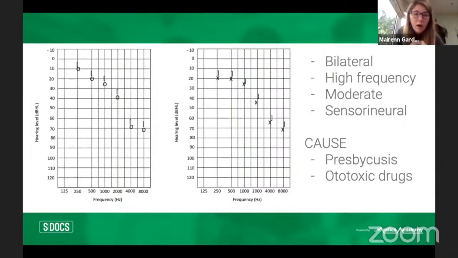If we think back to part 2 and what might cause this, bilateral high frequency, moderate sensory neural hearing loss, one of the most common causes will be presbycusis, so old age. Another cause of this is ototoxic drugs. Again, like I mentioned in part 1, the most common ototoxic drugs, so drugs that damage the ear, are either aminoglycosides or cytotoxic agents, so any chemotherapy.